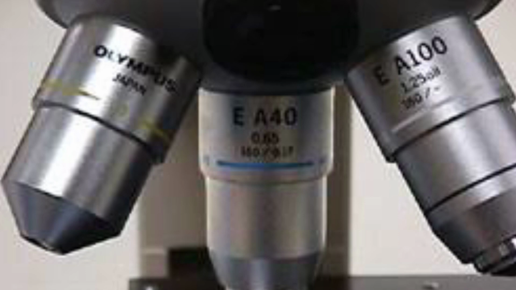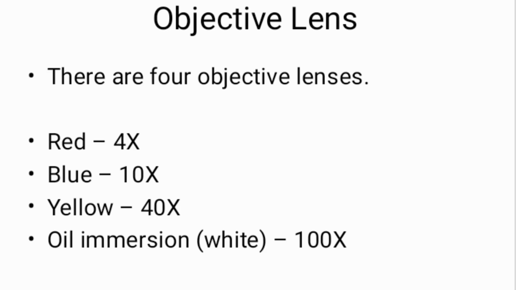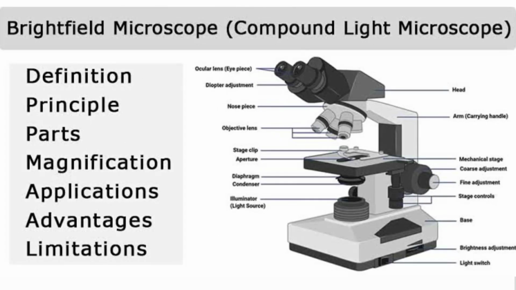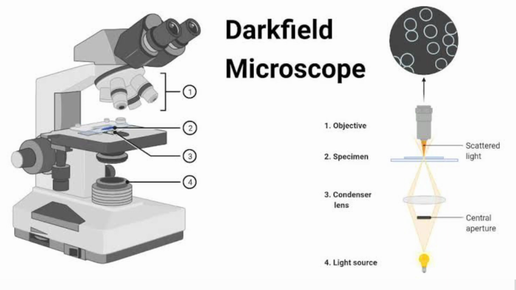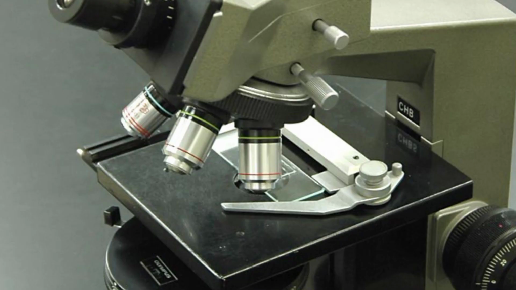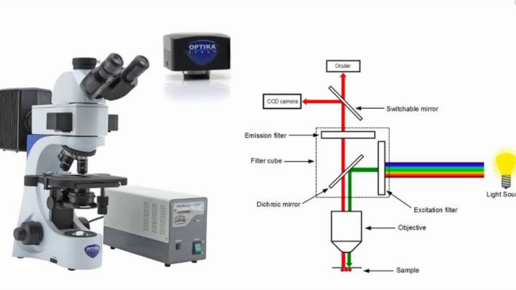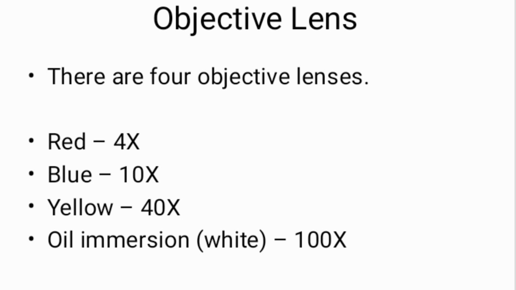All right. So types of microscope. We have light microscope. Under the light microscope, we have the bright field light microscope, the dark field light microscope, the phase contrast light microscope, then we have the fluorescence light microscope. Please study more on these 4 types of light microscope.